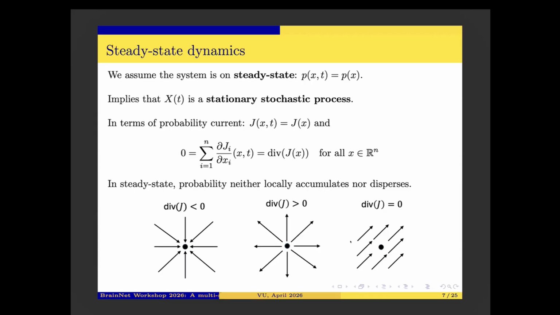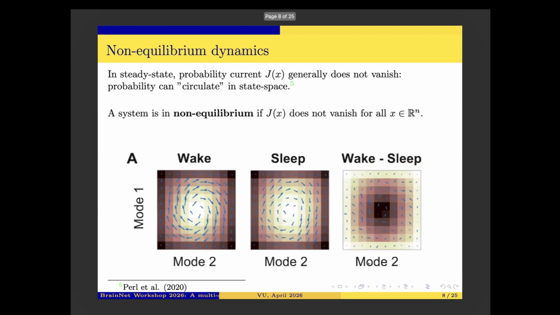Yeah, so here you can see that if the divergence of the current is 0, it does not mean that the current itself vanishes. Because you can have a local flow. And this is exactly a definition of non-equilibrium in this context. A system is in equilibrium if this current vanishes for every point x in the state space.